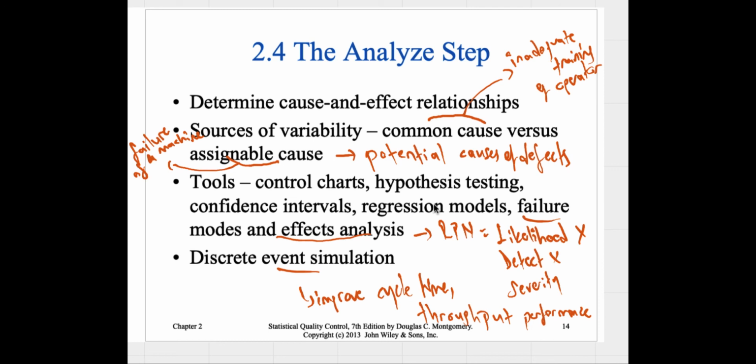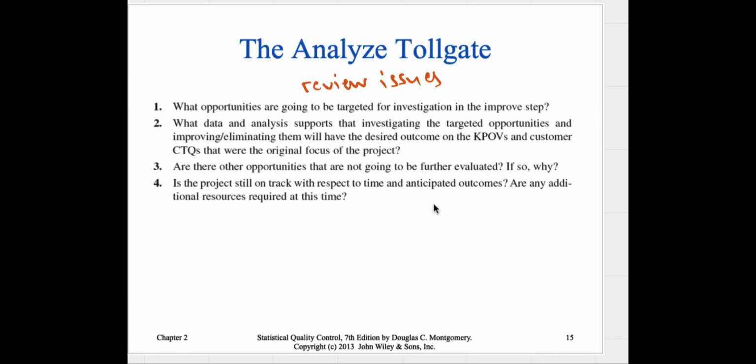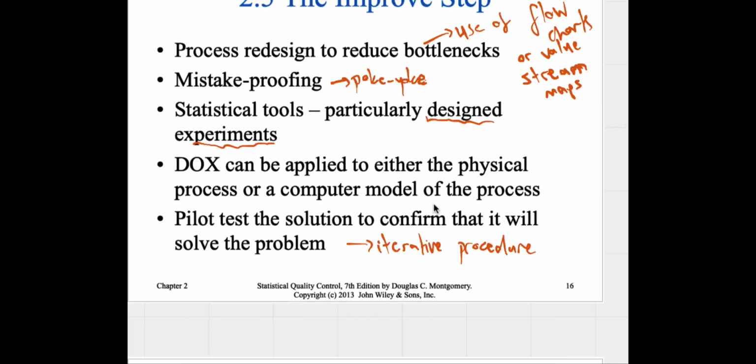Also, descriptive statistics and simulation can be used in the analyze step, so we can improve our cycle time and throughput performance. Also, we can analyze the bottlenecks in our system, so we can analyze other issues, maybe queuing problems, etc., by descriptive statistics and simulation too. We have a tollgate review of these issues before stepping into the improve step.